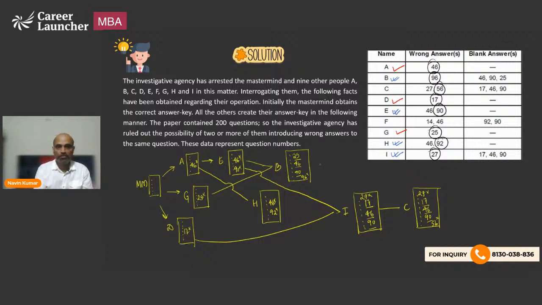So we do not see a 14 as of now. We do see a 46. And then two blank answers, 92 and 90. So from where are we going to get 92 and 90 as the blank answers? So from here, can we say that somebody who copies from E and somebody who copies from H, what will happen?